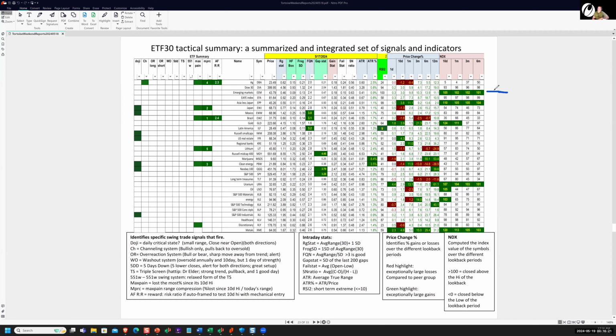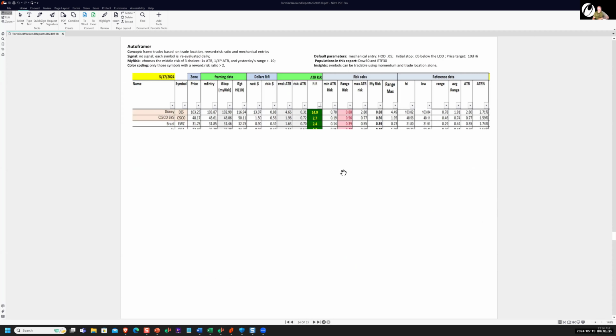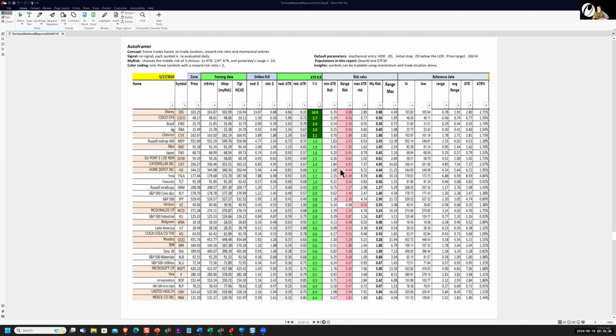Anytime you see that kind of triple or the quadruple stack of green, that's something that's breaking out to a 6-month high, as well as 3, 1, and 10-day highs. A sign of new strength. Plenty to choose from in the auto framer.